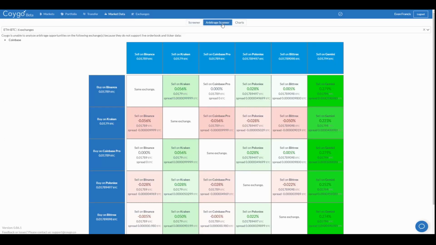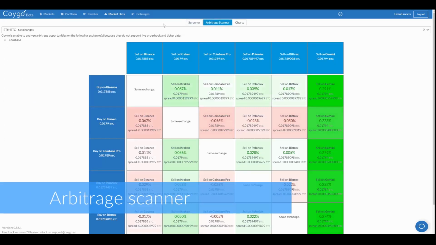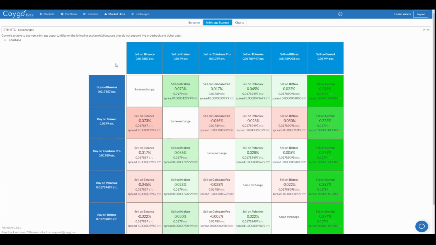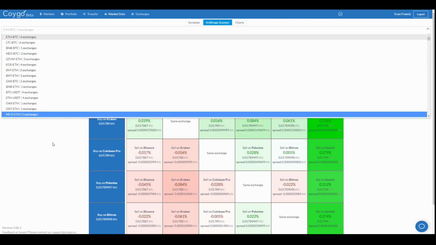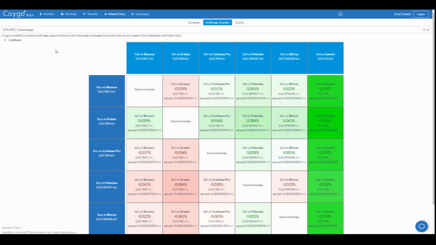Moving on, we have the arbitrage scanner. So this is a full screen version of the arbitrage scanner that's actually available on the market screen as well. And we can use this to spot arbitrage spreads for any pair across all of the supported exchanges within the Coygo application. So in this scenario, for the Ethereum Bitcoin market, if you were to place a buy order on Kraken and sell it on Gemini, you'd be making a profit of about 0.336% before fees.